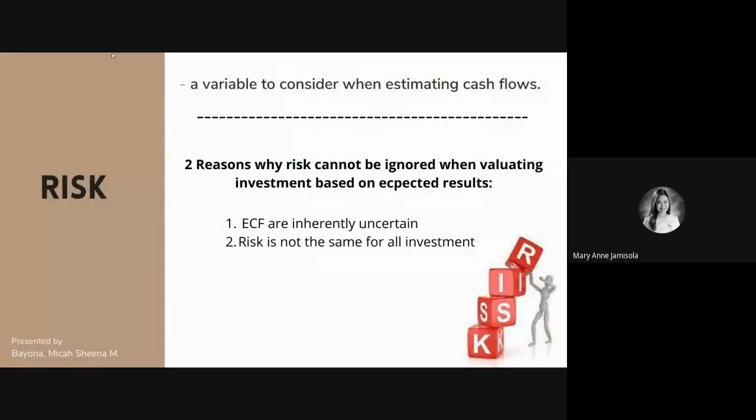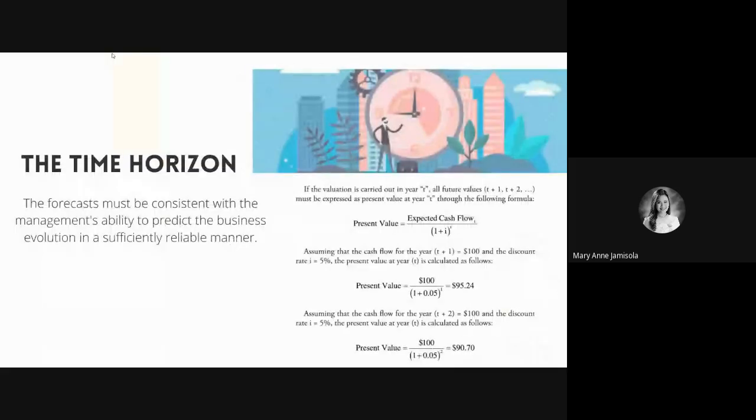Okay, next, Micah. So the present value formula that you have presented here is expected cash flow over 1 plus I, being your discount rate, right? Yes. The discount rate that should be used will depend on whether we are using the asset side or the equity side valuation. So the I there will be replaced by the specific discount rate that we are going to use.